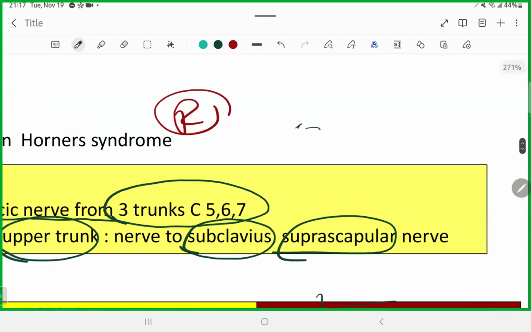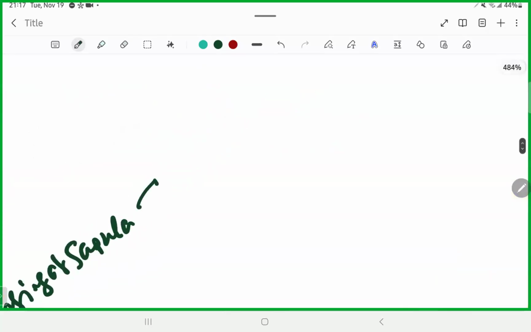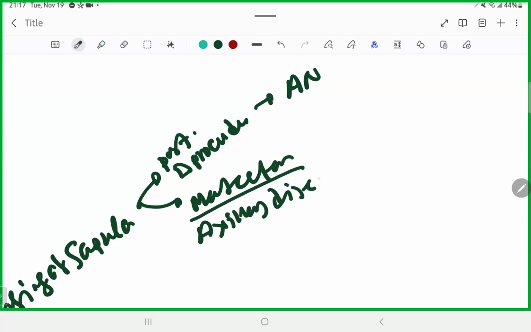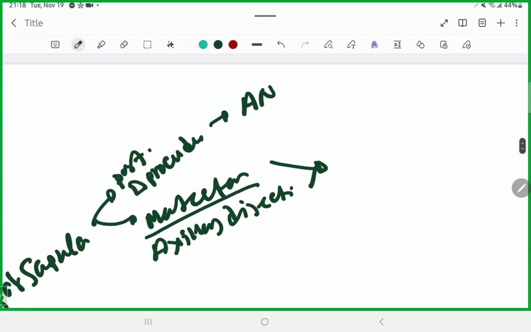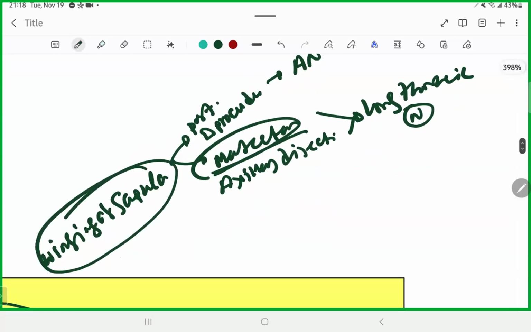So how do they ask the question? Very simple. Look at how they ask this question. A person is having winging of scapula. What did I tell you about winging of scapula? You see what operation he or she has undergone. If it's any posterior triangle procedure, the accessory nerve is injured. If it's a mastectomy or axillary dissection, the injury is in the long thoracic nerve. So they told you that a person had a mastectomy, then she is having winging of scapula.